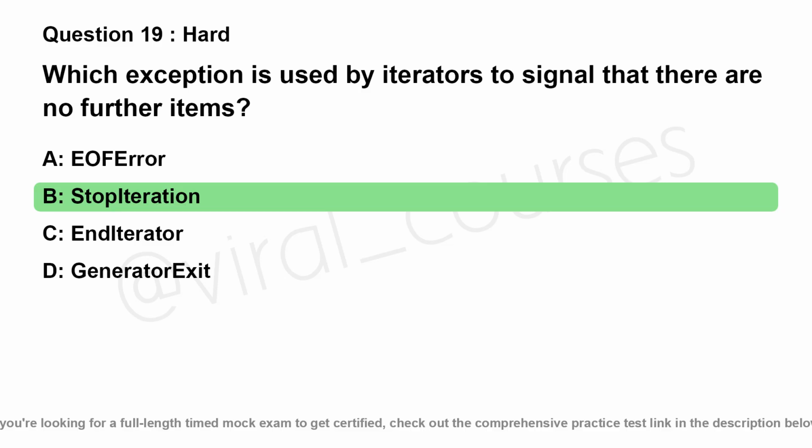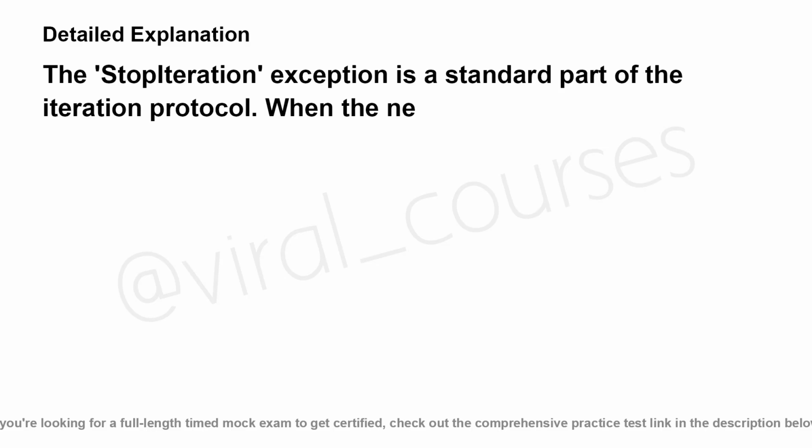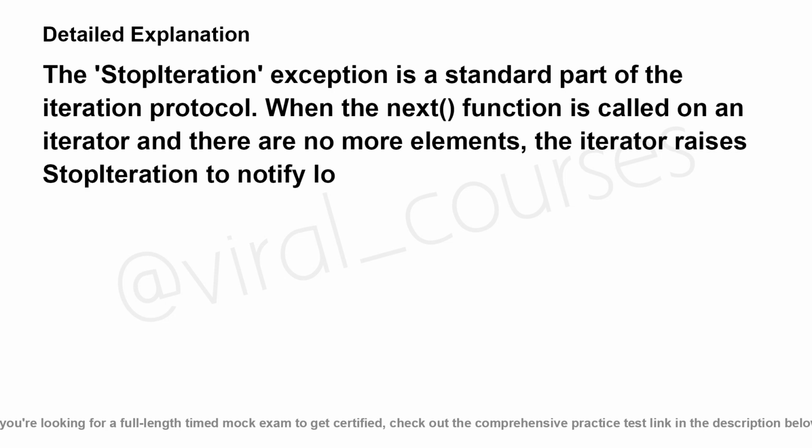The correct answer is B. The StopIteration exception is a standard part of the iteration protocol. When the next function is called on an iterator and there are no more elements, the iterator raises StopIteration to notify loops, like for, to terminate.